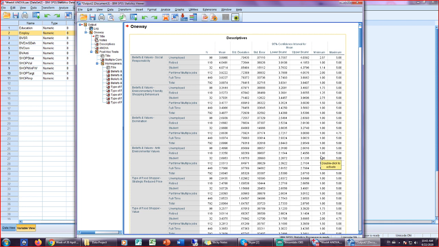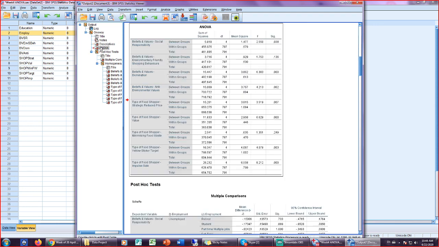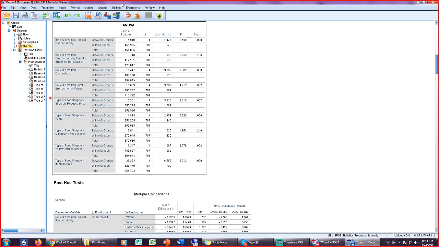Now, for now, this is your descriptives. You can zoom past that and go just to the ANOVA test. So if we're in the ANOVA test, let's see, can I make that bigger? No, I cannot. So if we're in our ANOVA test, again, we start with our significance column.